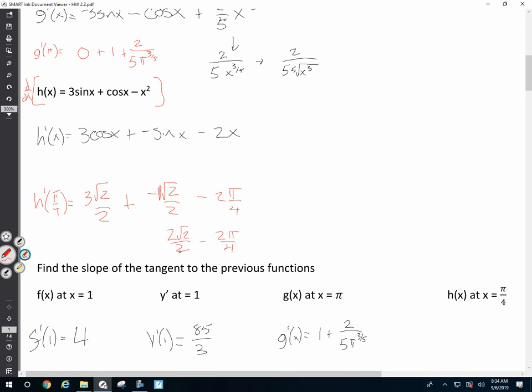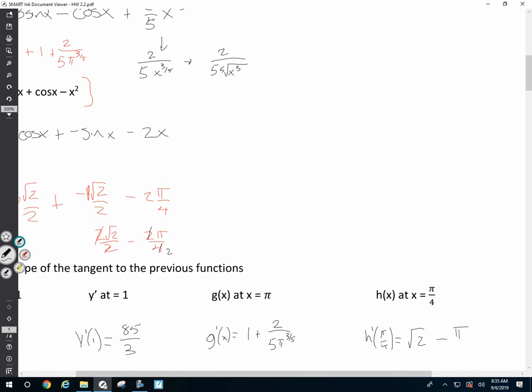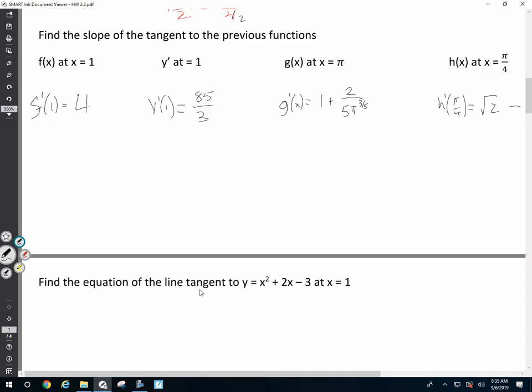And then the 2 root 2's over 2, the 2's will cancel. So I actually just get that h prime of pi over 4 is root 2 minus, this cancels to be pi over 2. That, okay, sweet. Moving on.